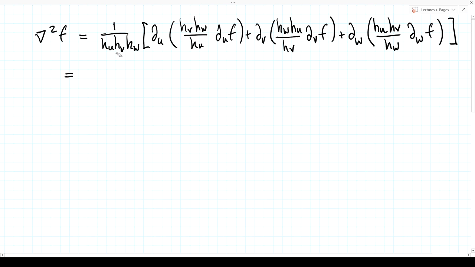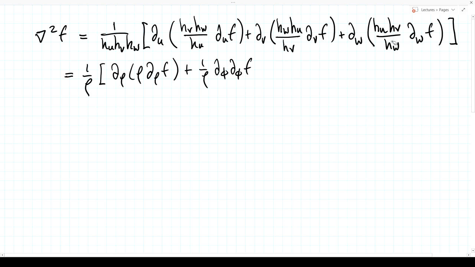And hu hv hw is equal to rho, so 1 over rho. And let's see. So hv is equal to rho. So this is the rho derivative of rho times the rho derivative of f. And here, hv is rho, so 1 over rho. And then you've got the phi derivative of the phi derivative.